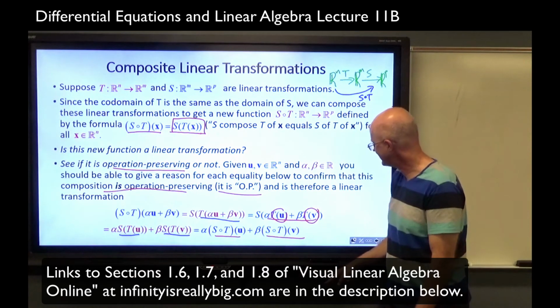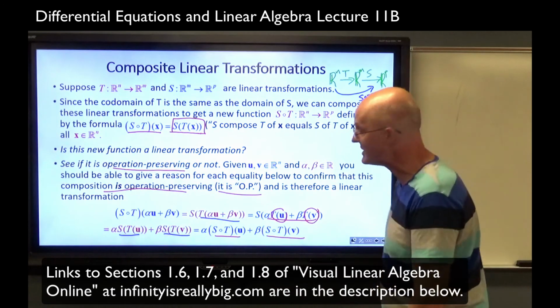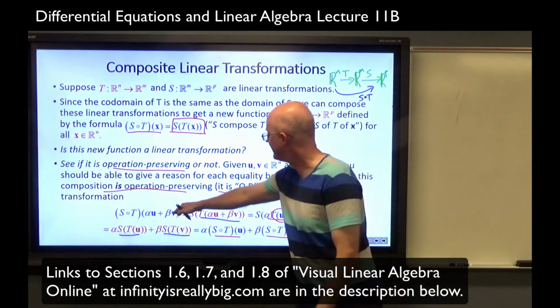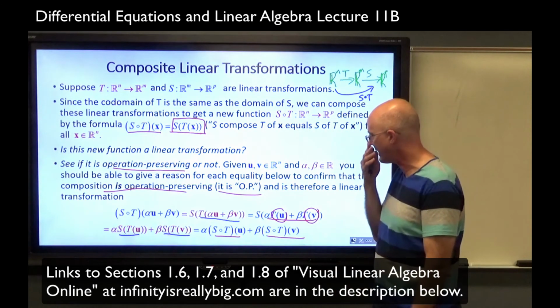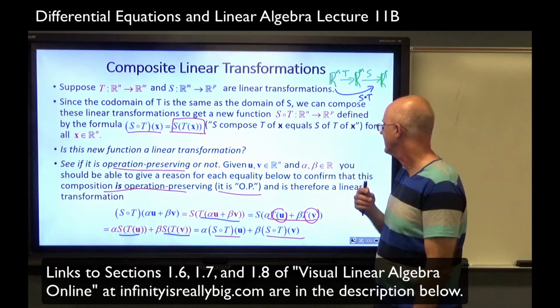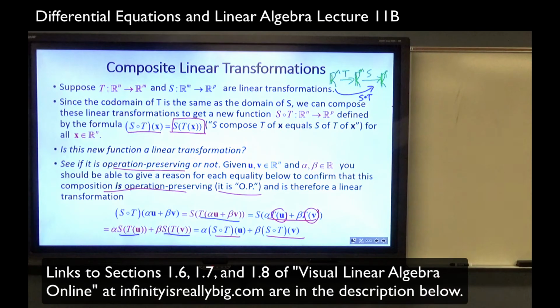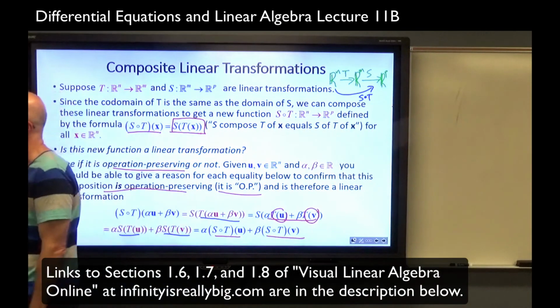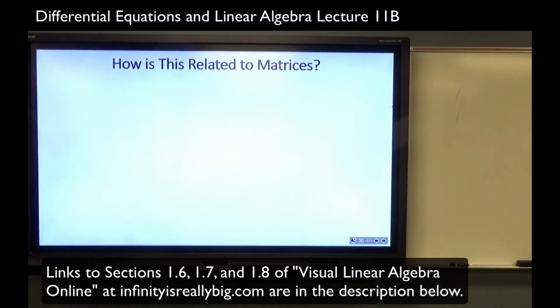Feels like you're not doing anything significant here. In fact, mathematicians sometimes just call this symbol pushing. But you actually are doing something very significant. You're verifying that this function, this composition, is operation preserving, using assumptions about S and T being operation preserving, and using the definition of what composition means. And yeah, that's a significant fact. And this generalizes to those vector space ideas as well. How is it related to matrices?